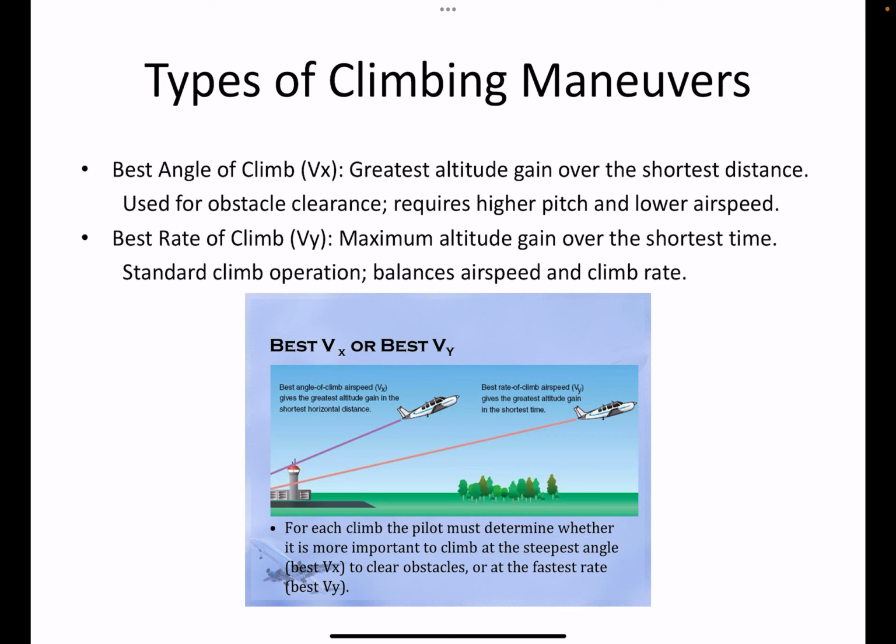The second is the best rate of climb, or Vy. This provides maximum altitude gain in the shortest amount of time. This is a standard climb used to get to a cruising altitude efficiently.